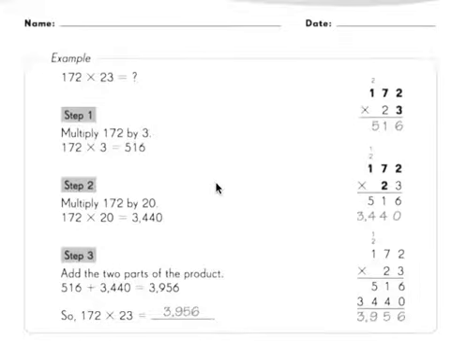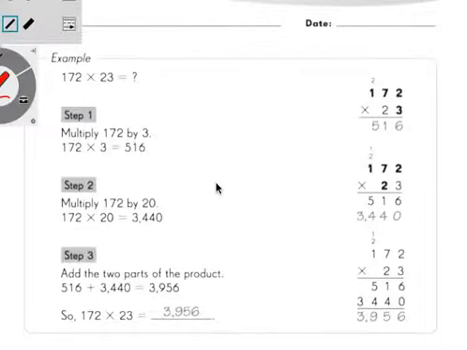As you can see from the example on the page, and this is page 53 on the worksheet, our example is 172 times 23. We want to write this problem vertically, and once we do that, we look at step 1. Step 1 says that you multiply the 172 by the 3. You kind of ignore the 2 in the 23. Okay, so let's do that. They've done it for us over here.